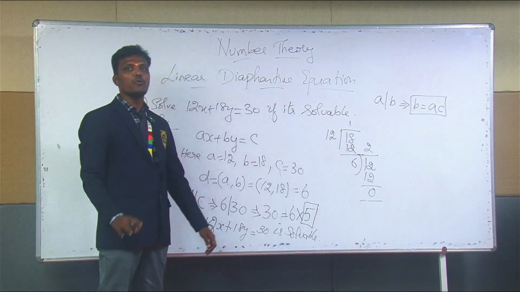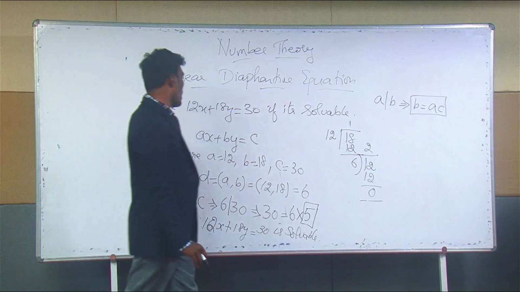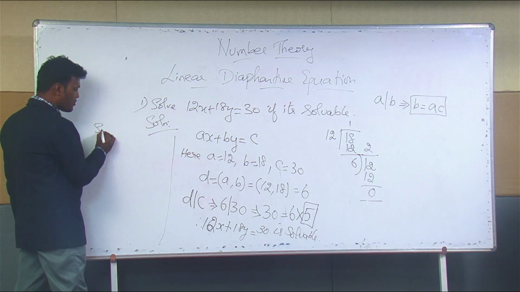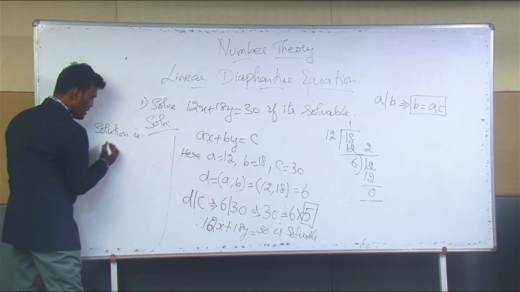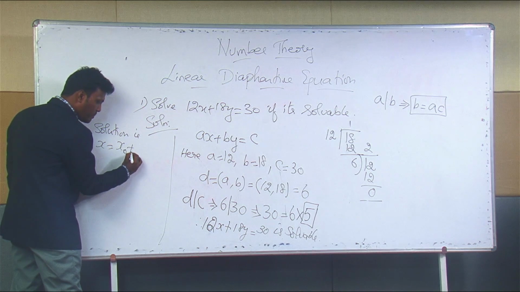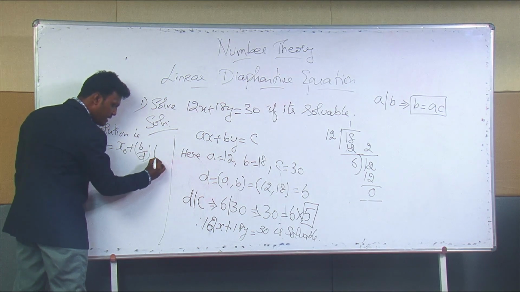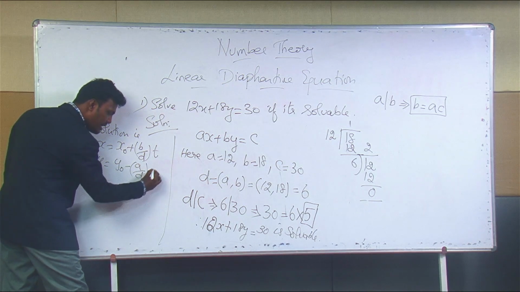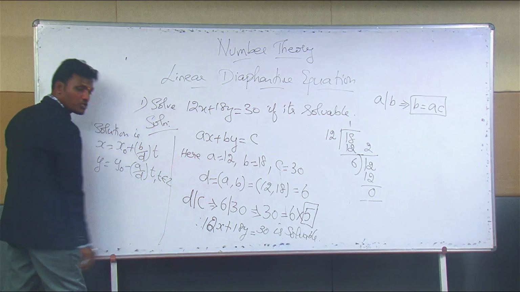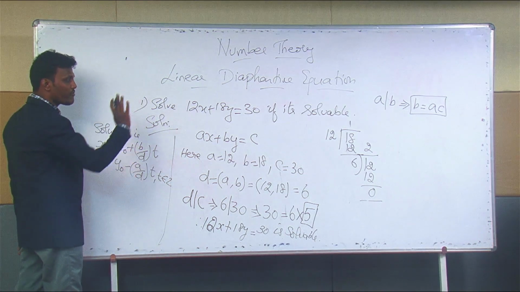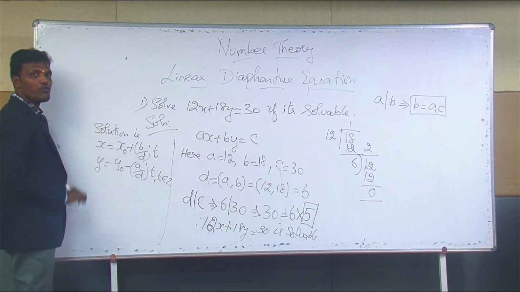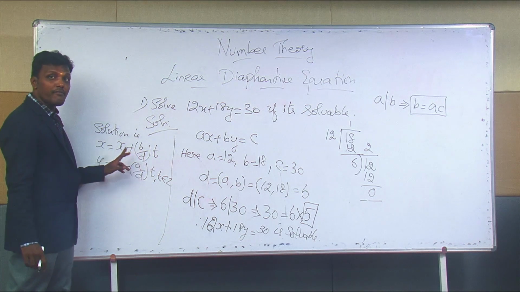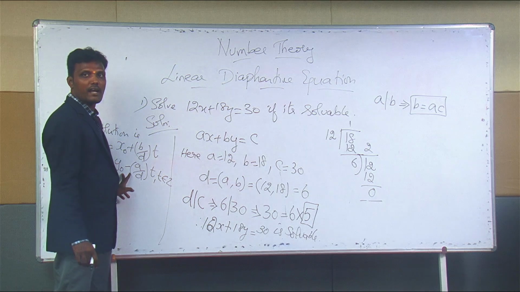Once it is solvable, you are able to find the solution. So how does the solution exist? Simple logic. What is the formula for the solution? x equal to x naught plus b by d into t, then y equal to y naught minus a by d into t, where t belongs to Z. This is the formula for the solution of an LDE. Before substituting, we know the values of b, a, d, and we have to find out what x naught and y naught are.